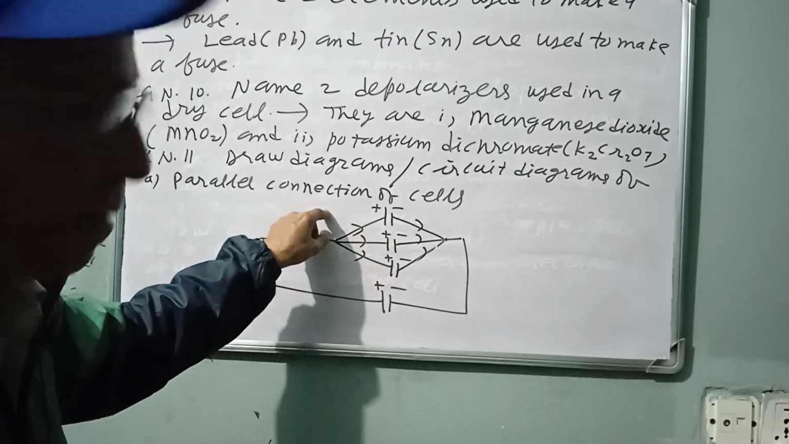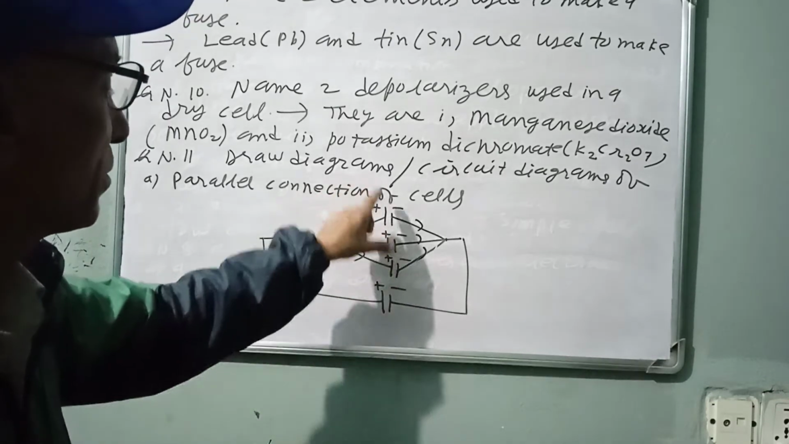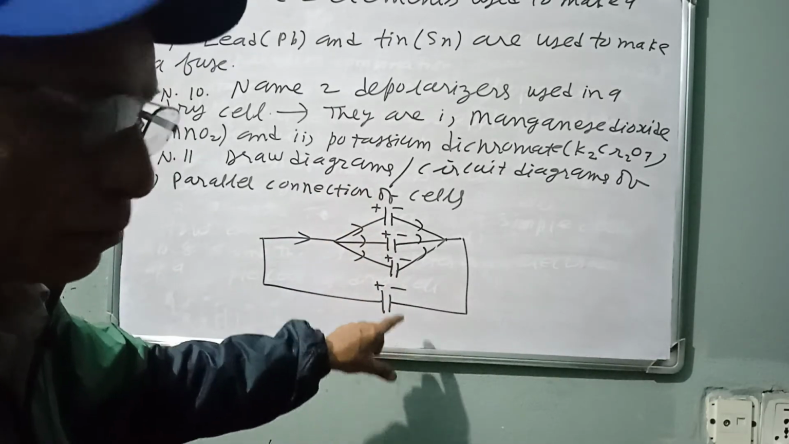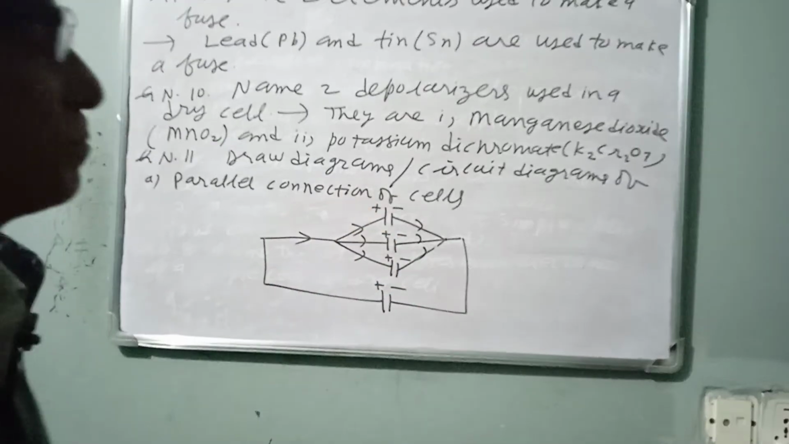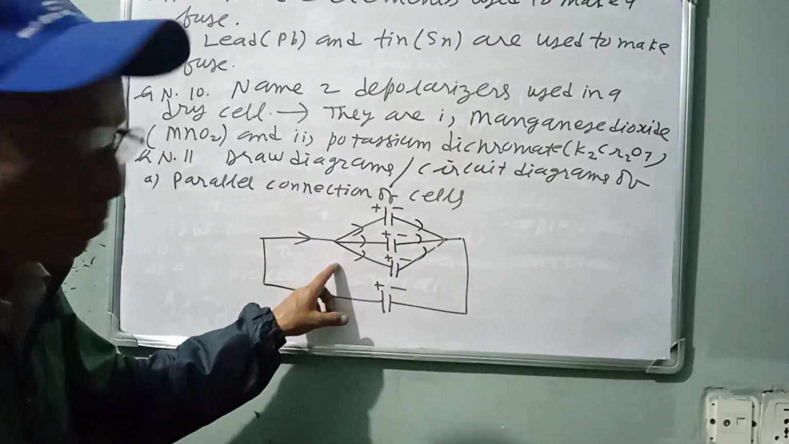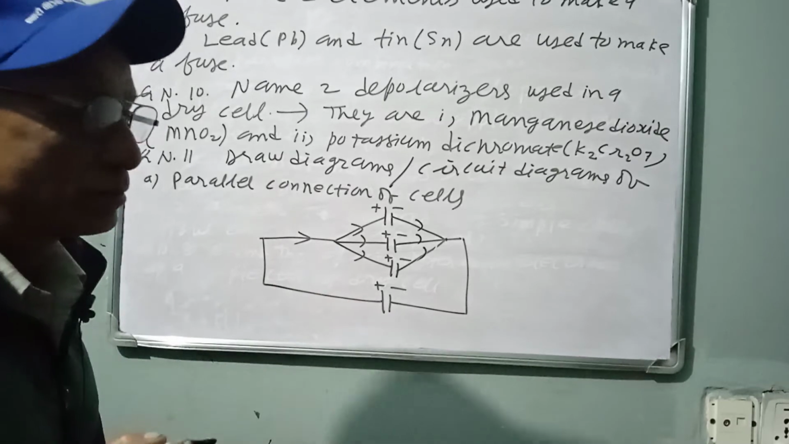Low voltage, high current divided, brightness same. We can use different electrical devices by using separate switches.